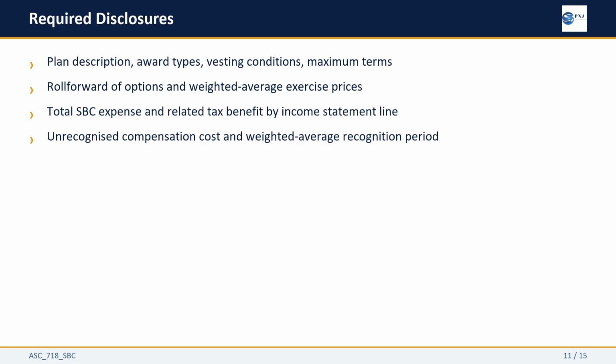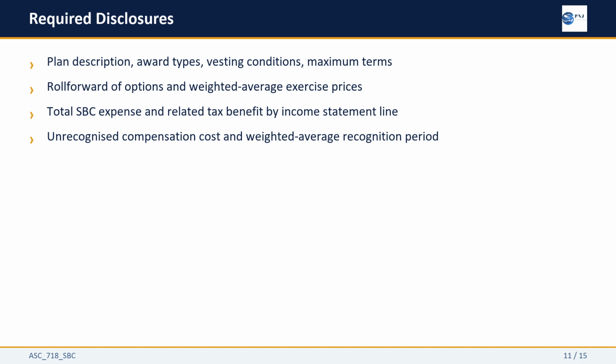ASC 718 requires one of the most extensive disclosure packages in U.S. GAAP. Investors rely on these disclosures to understand the future SBC expense burn. The unrecognized compensation cost schedule is particularly important for financial modeling.